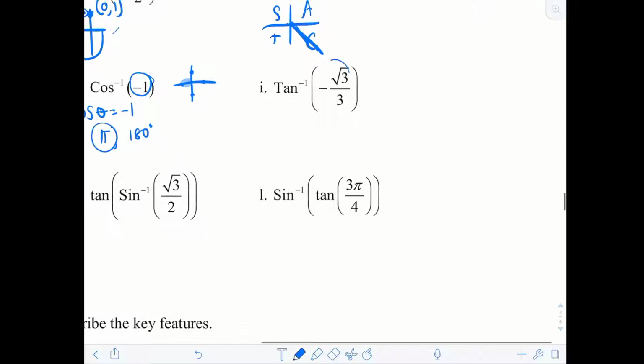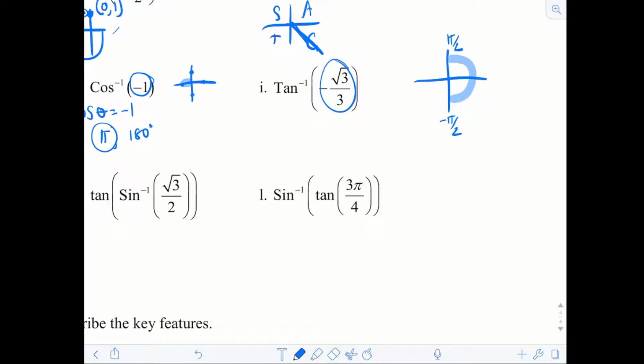And then tangent, negative. We also have to remember about the principal values. Tangent is going to be from -90 to 90, or negative pi over 2 to pi over 2. So this value is, in a sense, relating to 30 degrees, but it's going to be negative since it's going to be in this specific quadrant. So negative 30 degrees is going to be your answer, or we can also say negative pi over 6.